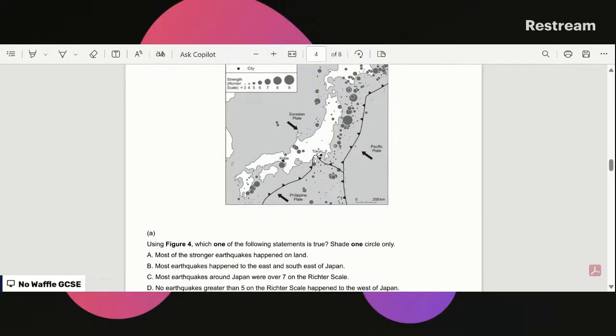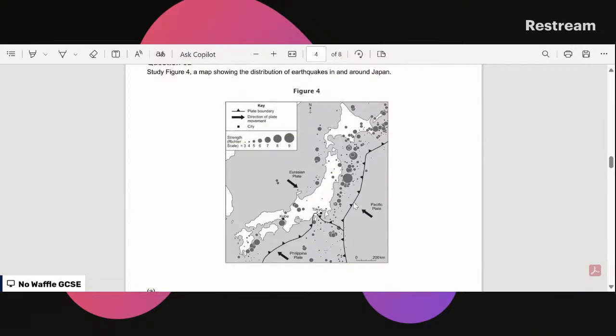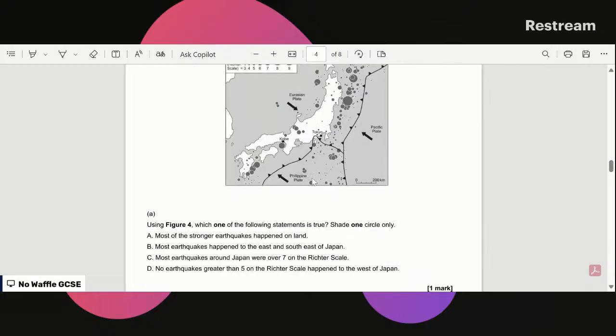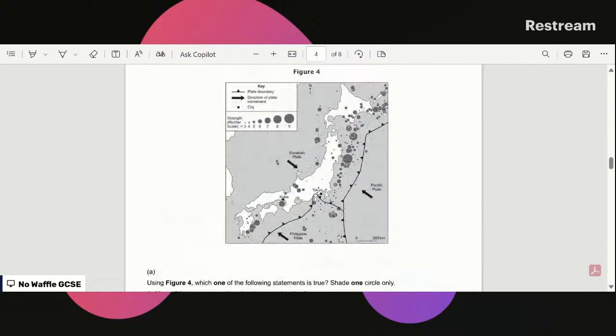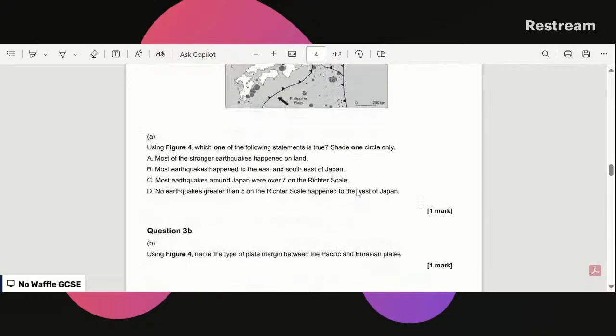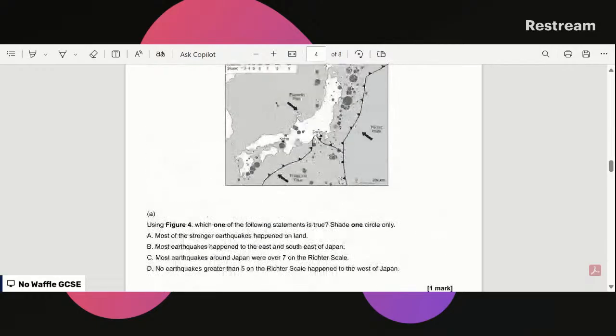Which one of the following statements is true? Firstly, most of the stronger earthquakes happened on land. Let's go back to the map. You can see the stronger earthquakes are represented by larger circles. Most of these, the strong ones, actually happened in the ocean, so that's false. B, most earthquakes happened to the east and southeast of Japan. Well, we can see the east and the southeast. That seems about true, actually. So B seems right, but let's make sure that C and D are incorrect.